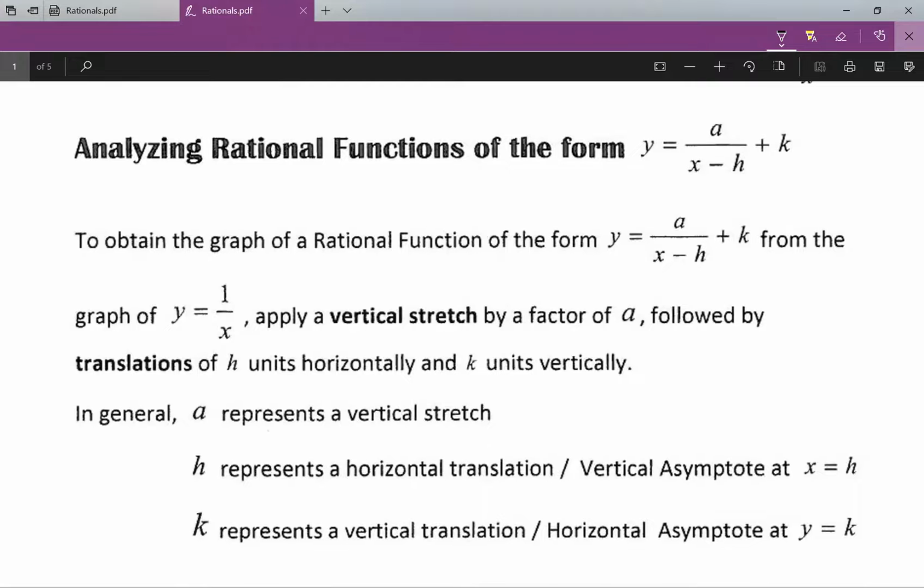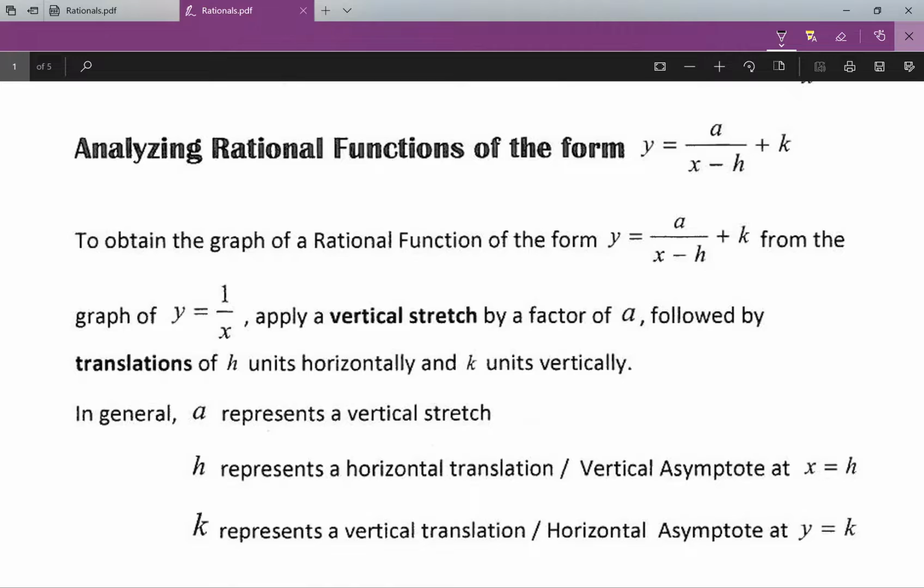So to obtain the graph of a rational function of the form y equals a over x minus h plus k, from the graph of y equals 1 over x, we apply a vertical stretch by a factor of a, followed by translations of h units horizontally and k units vertically.